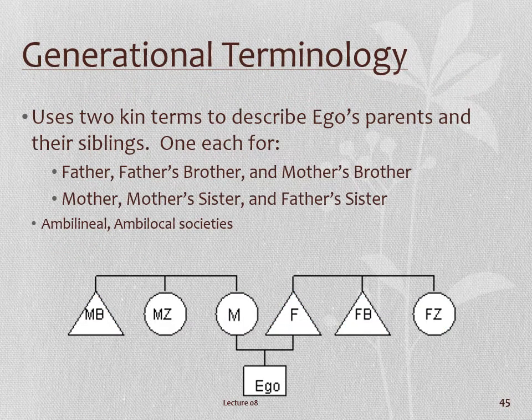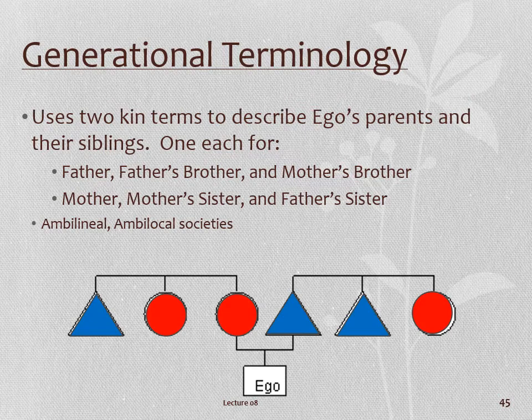In generational terminology, there are only 2 terms for the parents and their siblings. All men are referred to by one term, and all women by another. This is associated with ambilineal descent, since either the mother's lineage or the father's lineage may be important, or the importance may shift. Both sides are treated interchangeably.